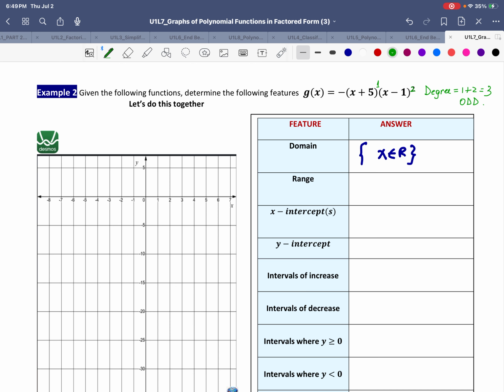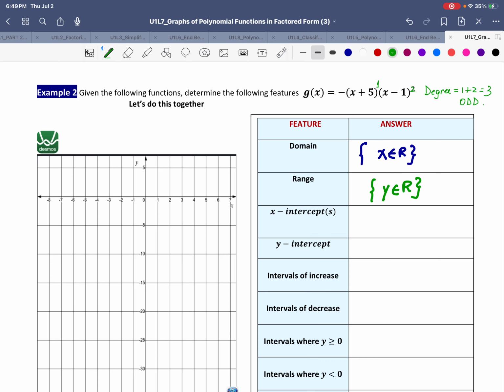Now, since this is an odd degree polynomial function, we're ready to determine the range of it, because all odd degree polynomial functions, for reasons that we have discussed in multiple videos, will have the range, the set of all real numbers as well.